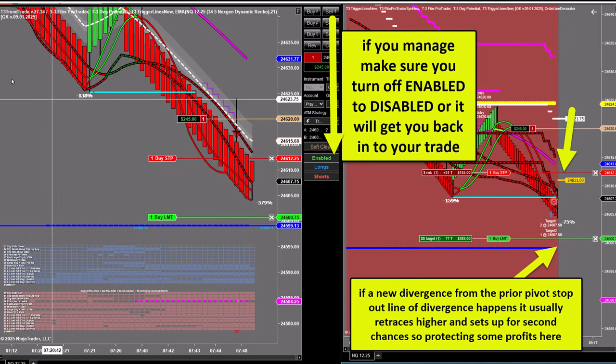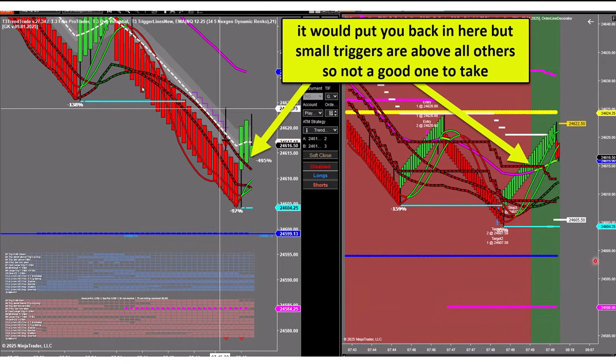So, if you get a divergence pivot stop out that's close to the fibs, if it keeps going and gives you the rest of your money, great. If you get that second divergence from a prior divergence, it usually goes much higher. And this is what happened. We got the first target, and it went higher, and obviously went higher.